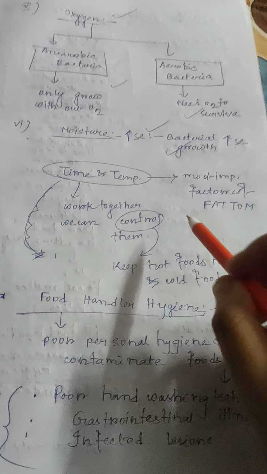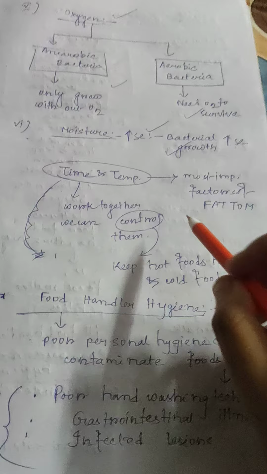Third is time. Bacteria require a time of 5 hours to grow from one single bacterium cell to more than 1 million cells.